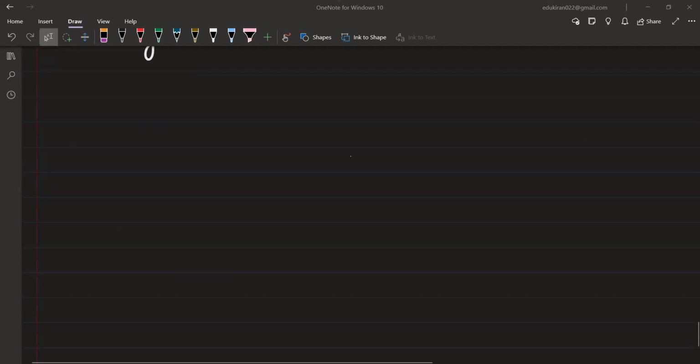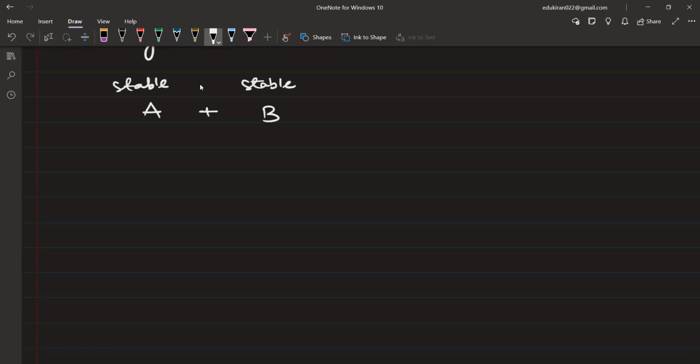Now listen here, very easily. Let us suppose we have a reactant A and a reactant B. Both of these are stable reactants. That means A and B, if both are stable, are unreacted. So this reaction in which they form AB is very slow. Why? Because the activation energy is very high.